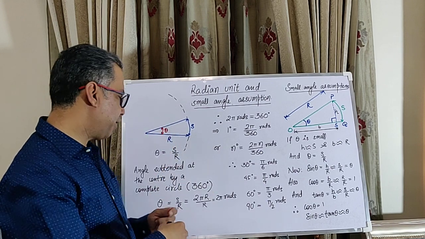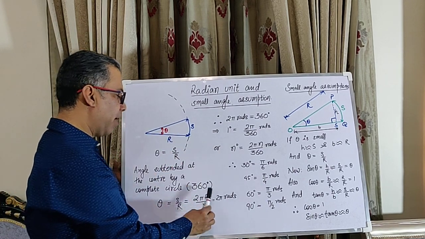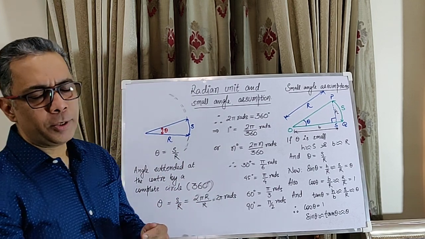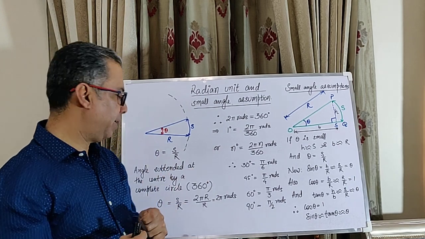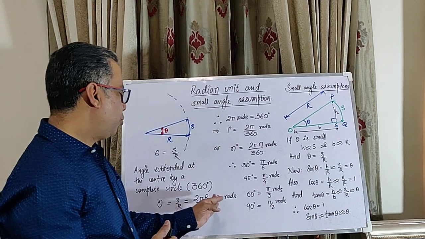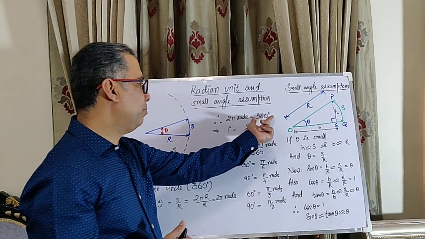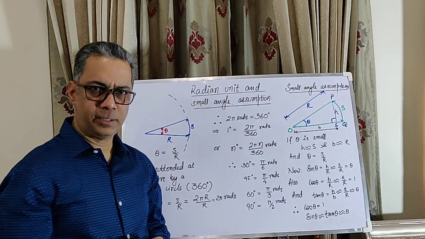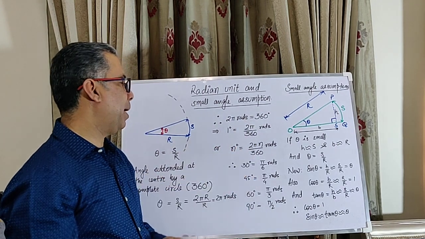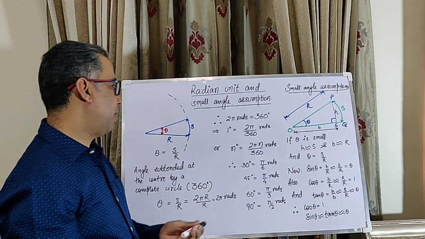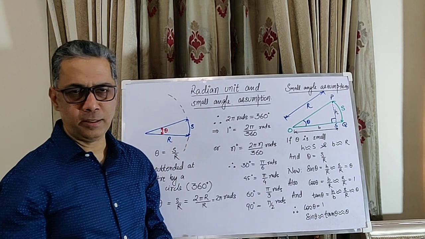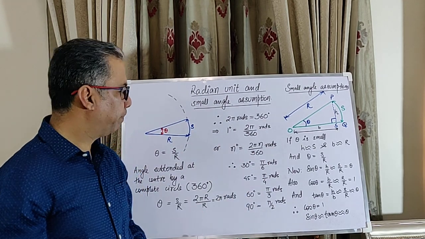Now if we have an entire circle, this arc length will be 2 pi r, and when you divide that by r, you end up with 2 pi. So the entire circle subtends an angle 2 pi at the center. So 2 pi radians is equal to 360 degrees. Therefore 1 degree equals 2 pi by 360 radian, and hence n degrees would be 2 pi n by 360 radians, the good old unitary method here.